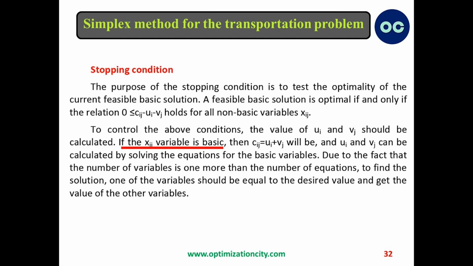In the next step, we are talking about the stopping condition. The purpose of the stopping condition is to determine whether the current feasible solution is optimal or not. A feasible basic solution is considered optimal if and only if the following condition holds true for all non-basic variables. So if Cij minus Ui minus Vj is non-negative, we have the optimal solution. To assess these conditions, the values of Ui and Vj should be calculated.